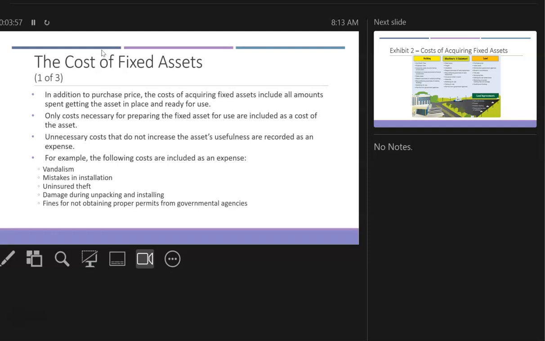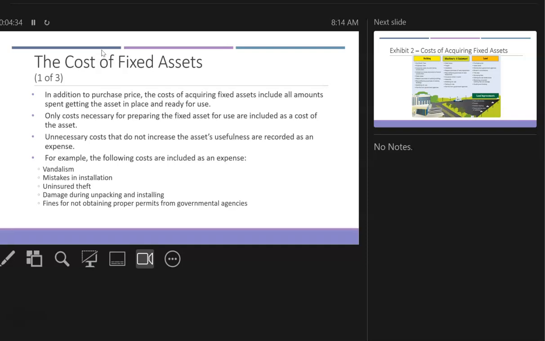In addition to just the purchase price, the cost of acquiring fixed assets includes the amounts spent getting the asset put in place and ready for its intended use. Only costs necessary for preparing the fixed asset for use get included as a cost of the asset. Unnecessary costs that don't help the asset's usefulness are expensed.